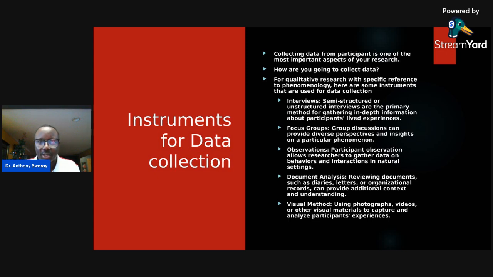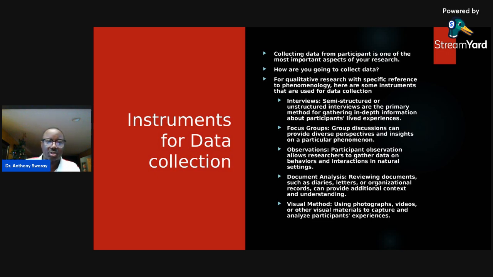Instruments for data collection. Collecting data for the research is very important. Now, how are you going to collect data? There are different methods that you use in phenomenology or qualitative research to get your data. You can use interviews, semi-structured or unstructured interviews. You have your interview guide questions that you can use, and your questions are probing questions.